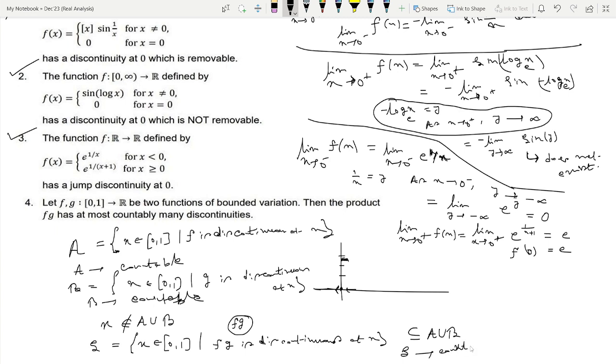So the set of discontinuities of fg is at most a countable set. So fg has at most countably many discontinuities. So option 4 is the correct option.